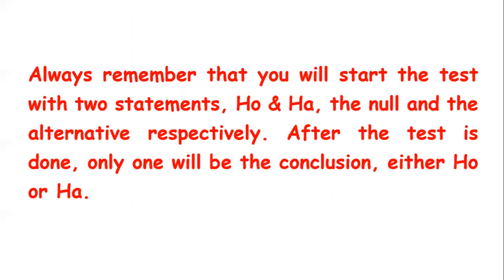Always remember that you will start the test with two statements, the null and the alternative, symbolized H0 and HA or H1. After the test is done, only one will be the conclusion, either H0 or HA or H1. So either the null or the alternative will be the conclusion.